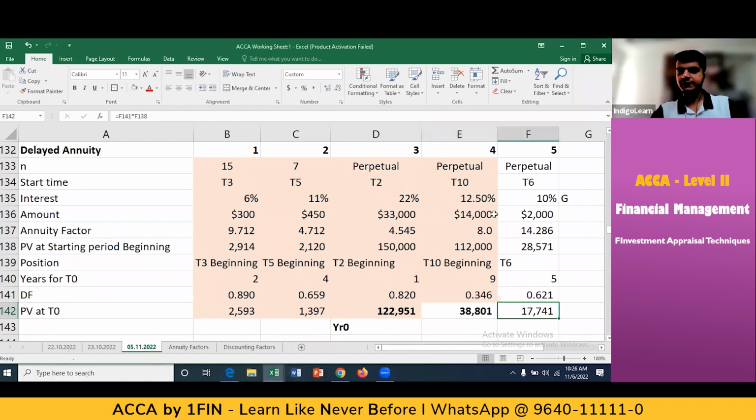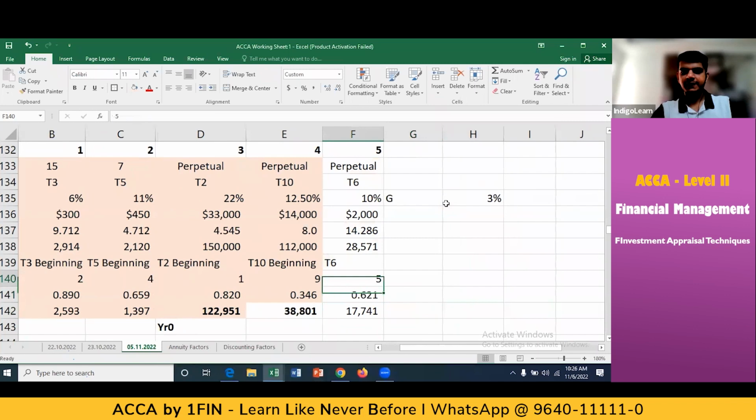Correct. Very, very good. Super. So it is again perpetual. It is starting from T6, that is year 6. The discounting rate is 10%, growth is 3%, and the annual cash flow is 2000. So we'll just calculate this. That is one annuity factor, that is 1 divided by R minus G. We got 14.286. We'll multiply it and get the present value at year 6 beginning.